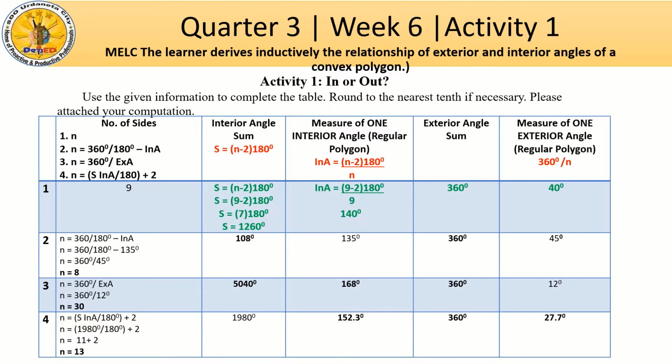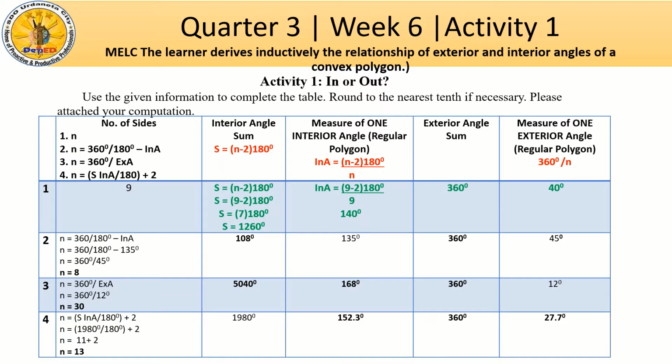So for number 1, the given is 9. To find the interior angle sum, we have S is equal to (N minus 2) times 180. N is equal to 9. 9 minus 2 is equal to 7. So we have S is equal to 7 times 180 degrees, which is equal to 1260 degrees.